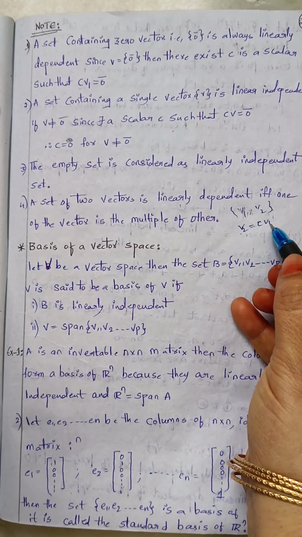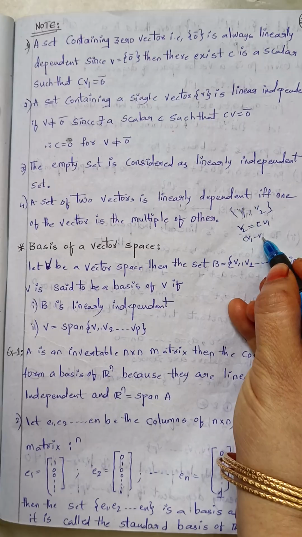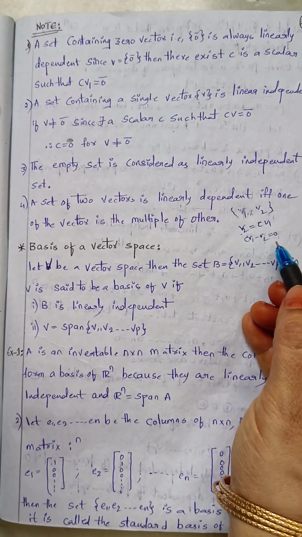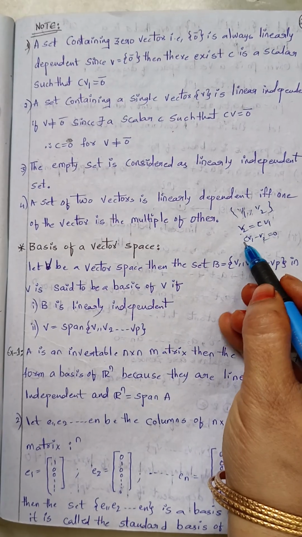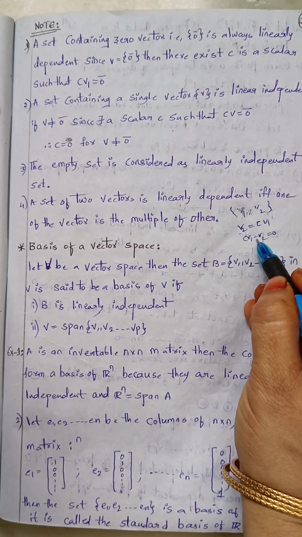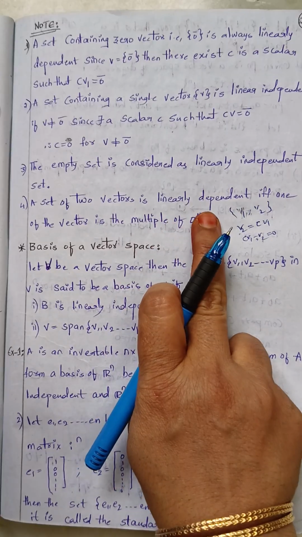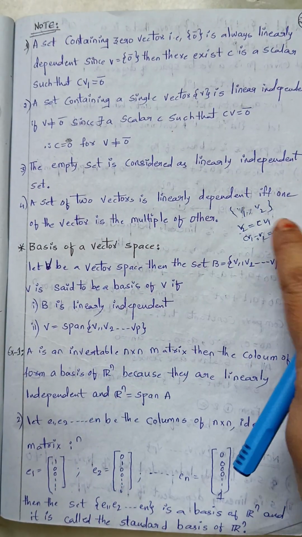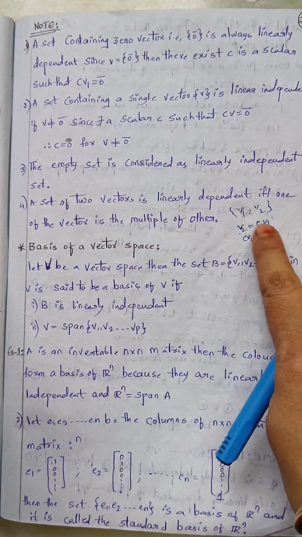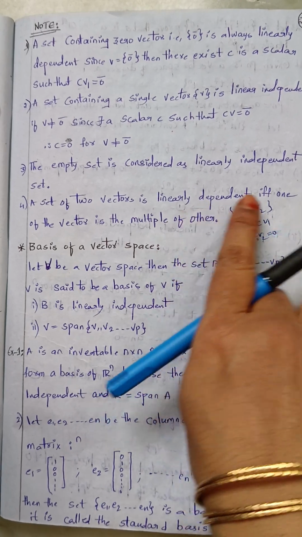When you are taking into this side, what will happen? c v1 minus v2 equal to 0. This is the linear combination of vectors v1 and v2, where c may be 0, but here this coefficient is minus 1, which is non-zero. At least one is non-zero, then we can say it is linearly dependent. That's why, if one vector is a scalar multiple of the other, then these vectors are linearly dependent.